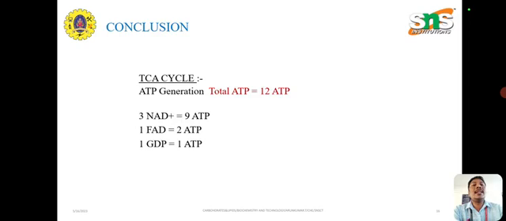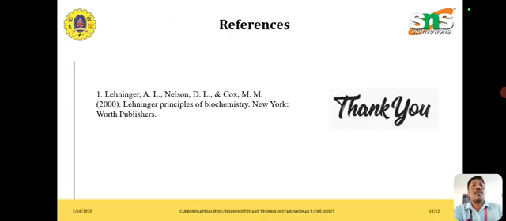Conclusion: TCA cycle ATP generation, total ATP is 12 ATP. 3 NADH plus gives 9 ATP, 1 FADH2 gives 2 ATP, 1 GTP gives 1 ATP. The reference I used is from Lehninger.